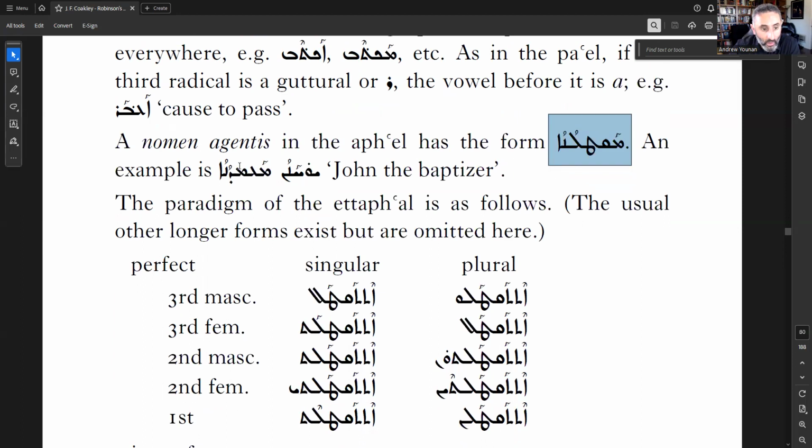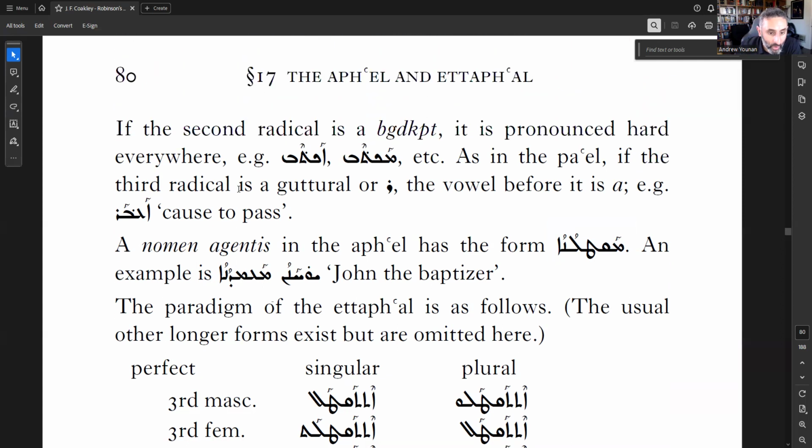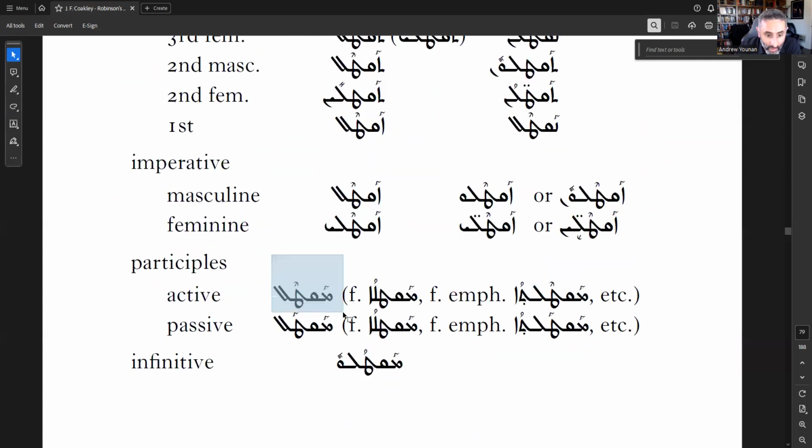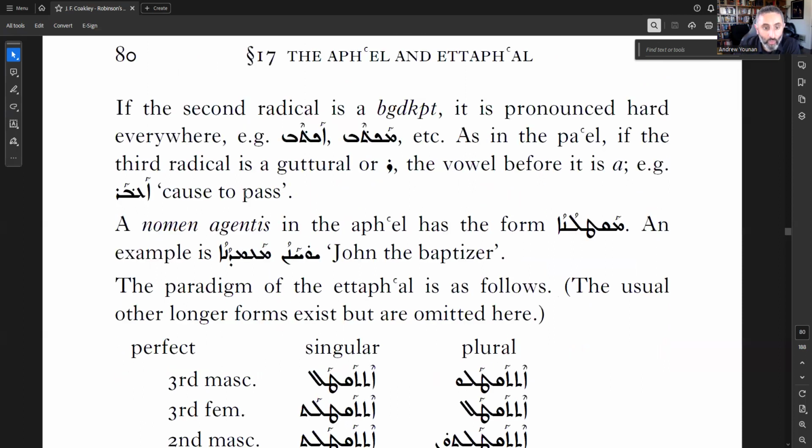Maqatlana. An example is Yohanan ma'amdana. Ma'amdhan, so ma'amid, so amad is he was baptized. Ammid is the theoretical intensive of that. Ma'amid is the participle of the causative. Maqtal, ma'amid, which means to cause to be baptized, which means to baptize someone. And so if you want to take that and turn it to a noun, maqatlana becomes ma'amdana. Yohanan ma'amdana, John the baptizer.